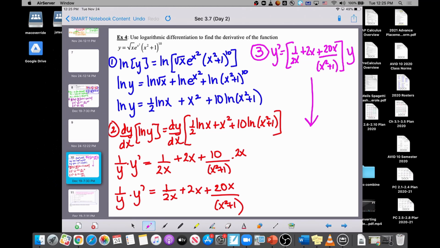So our final answer is going to be y prime is equal to 1 over 2x plus 2x plus 20x over x squared plus 1, that whole thing times our y, which was square root of x e to the x squared times x squared plus 1 to the 10th power. Sorry, I ran out of room there. x squared plus 1 to the 10th power.